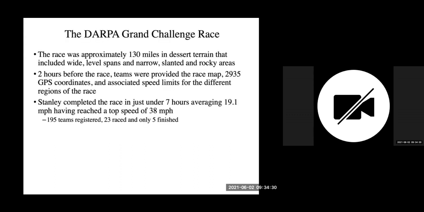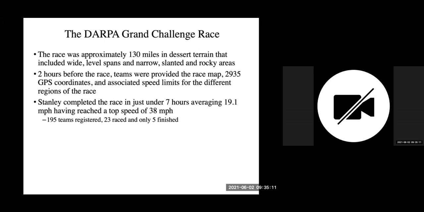So here's the typical information about what the race is about. The race was approximately 130 miles in desert terrain that included wide level spans, narrow, slanting and rocky areas. So it's not very easy, even from the control perspective; it's not on a typical road that we'll see for our cars. Even for autonomous cars, it's relatively easy because they do not have those different terrains. Two hours before the race, the teams were provided the race map with about 2,935 GPS coordinates and speed limits for different regions of the race.